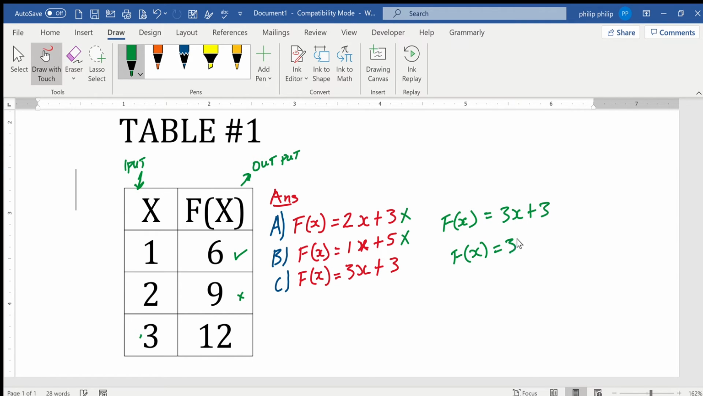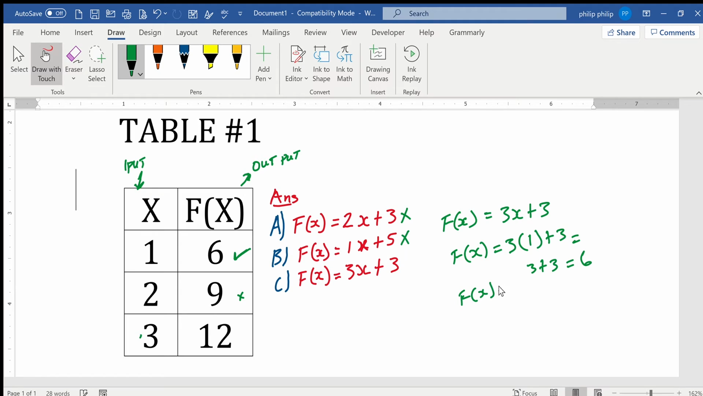So now we say 3 times, what's our input value here, is 1, plus 3. This is equal to 3 times 1 is 3, plus 3 is equal to 6. Alright, so it satisfies this value here. Now let's see if it satisfies the next value.